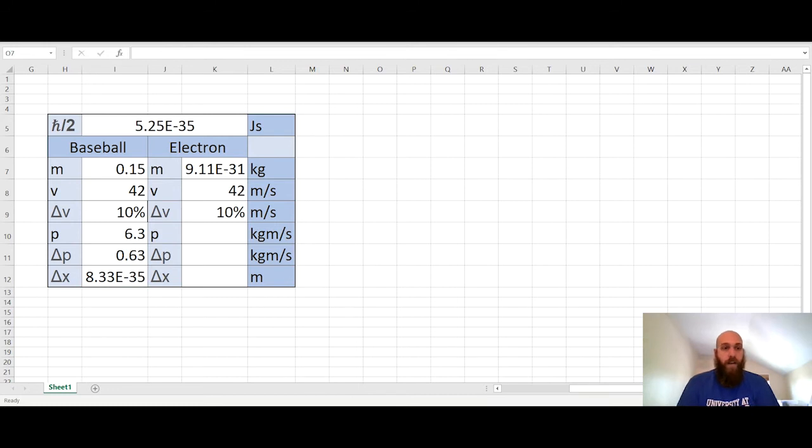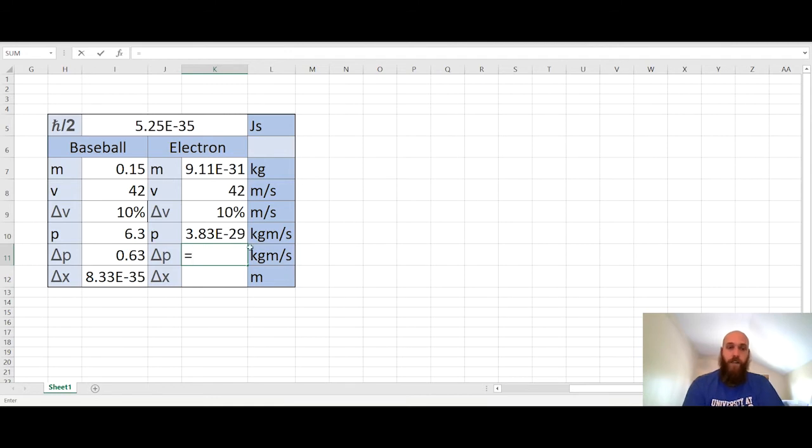What we found with the baseball is that the uncertainty in position is really, really small, as we'd expect. You shouldn't have too difficult of a time measuring the baseball that's thrown at 42 meters per second. But let's say we have an electron, and that electron's traveling at 42 meters per second, and we are somehow able to know that its speed is 42 plus or minus 10. Well, let's find the momentum this time. And what we can hopefully imagine before even calculating is that this should be a much smaller number because the mass is a lot smaller. And indeed it is.